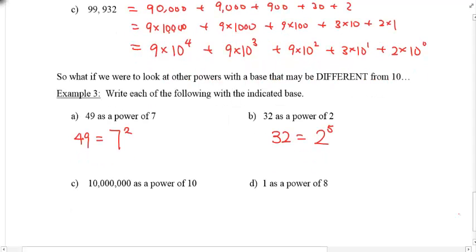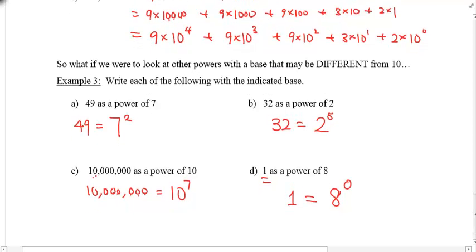Whoa, what's this number? This is like 10 million. But this is nice because remember with powers of 10, just count the number of zeros, and that's your exponent. So 1, 2, 3, 4, 5, 6, 7. Done. 10 to the power 7. And 1 is a power of 8. Remember, 1 is any base to the power of... all together now? 0. Nice.